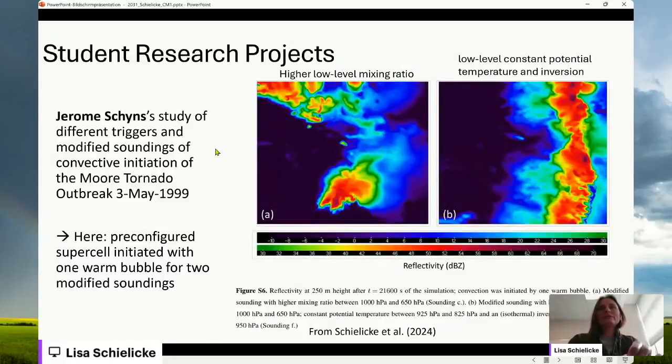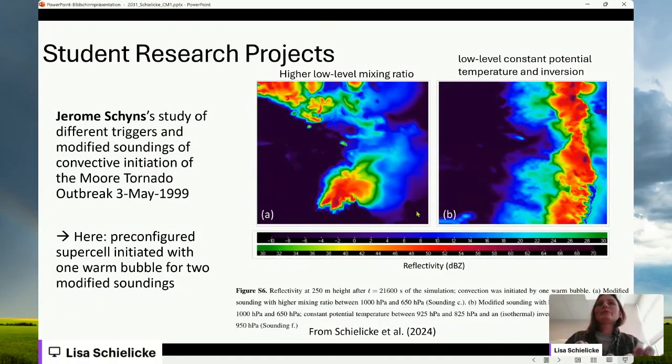Jerome studied different triggers and modified soundings to initiate the Moore tornado of May 3rd, 1999. And like Daniel's presentation, we also used ERA5 soundings, vertical profiles, to initiate this storm, and the original profile failed because it was too dry. I think in our case, the wind profile was fine, but the boundary layer was not completely correct. So Jerome took the sounding and modified the low-level mixing ratio, for example, and also the potential temperature profile.